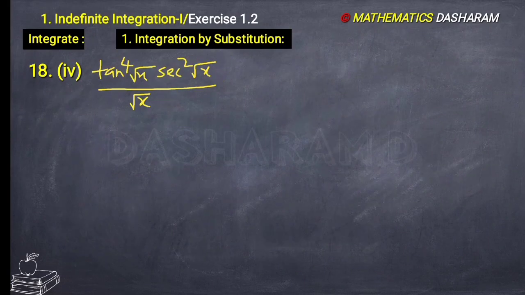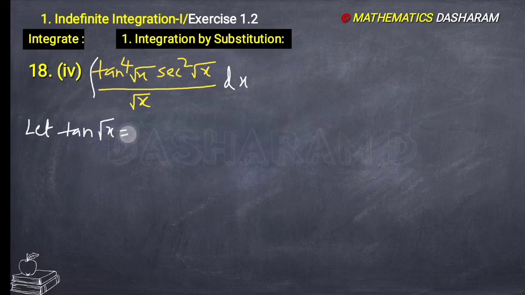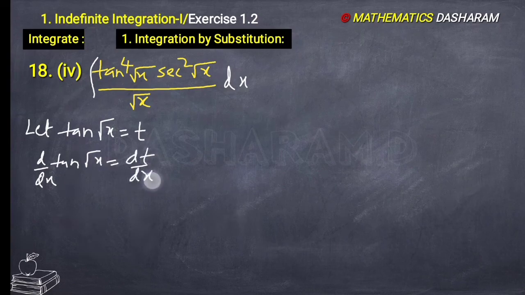Fourth question: tan root x whole power 4 into sec root x whole squared divided by root x. So apply the integration with respect to x. First let's select tan root x equals a new variable t, and take the derivative on both sides with respect to x, which equals dt by dx.